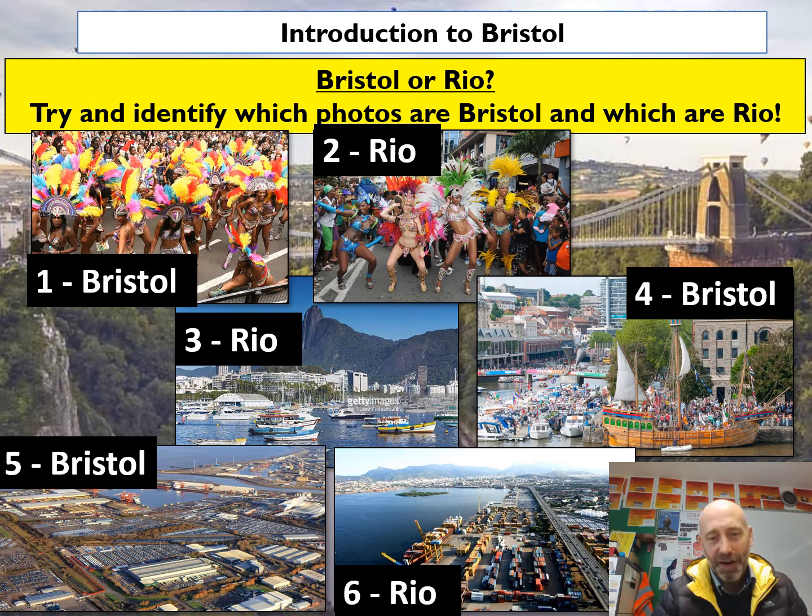Number 5 and 6 are both large dock areas. Number 5 is Bristol, Avonmouth, and number 6 is Rio. See how many you got right out of those 6. Can we see any similarities between Bristol and Rio? One's in Brazil, one's in England, very different, but we can already see some similarities: the relatively famous festivals, they both have harbours and docks, and they're both relatively near the coast as well.